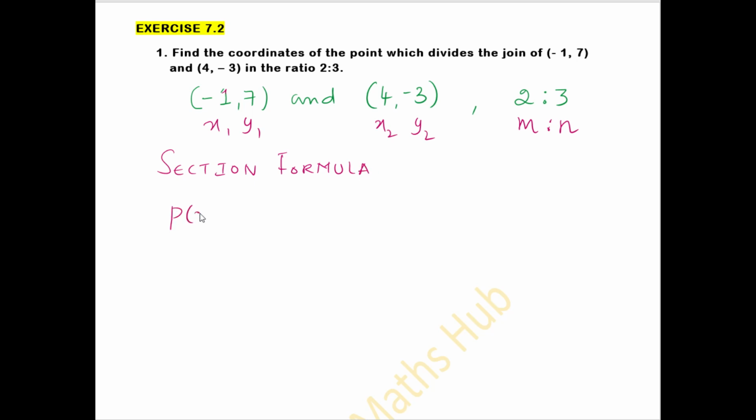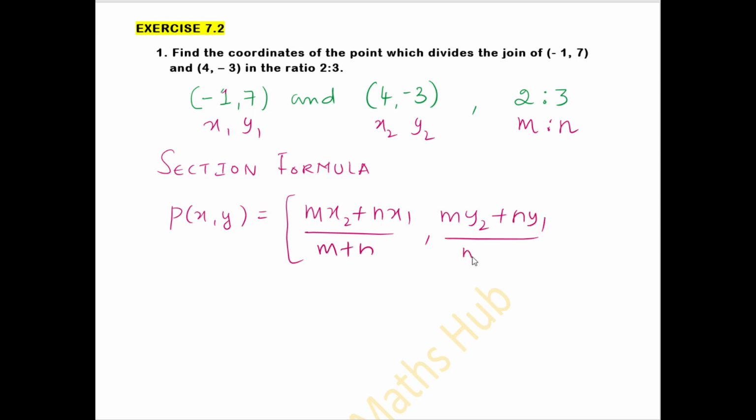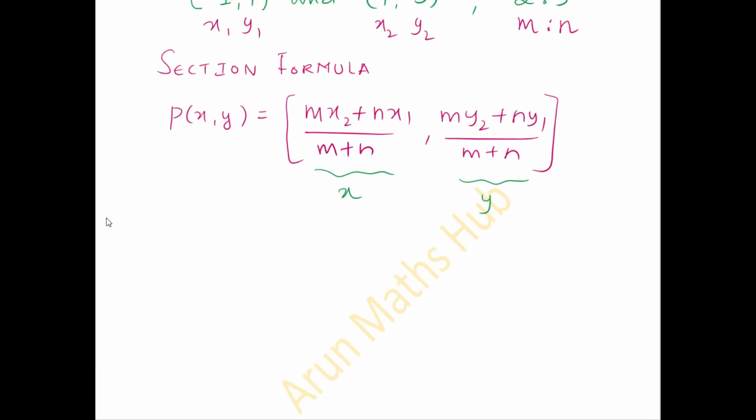Section formula: P of x comma y equals (m x2 plus n x1) divided by (m plus n) comma (m y2 plus n y1) divided by (m plus n). So this is the coordinate of x, and this is the coordinate of y. Now x equals (m x2 plus n x1) divided by (m plus n).